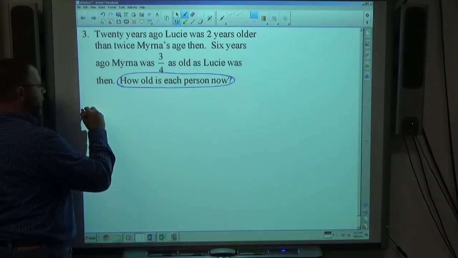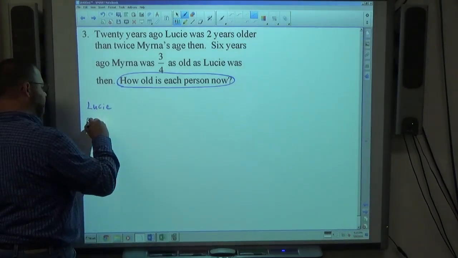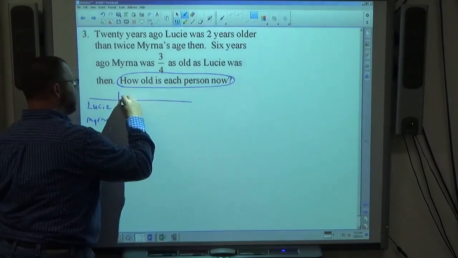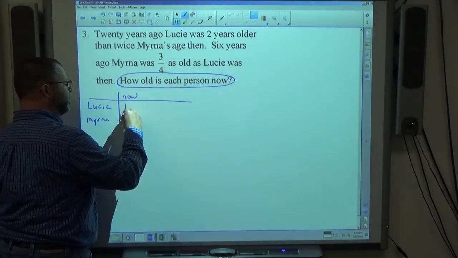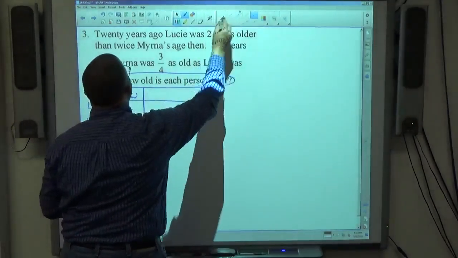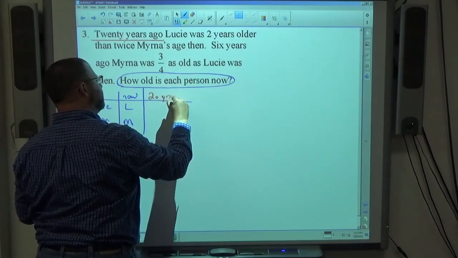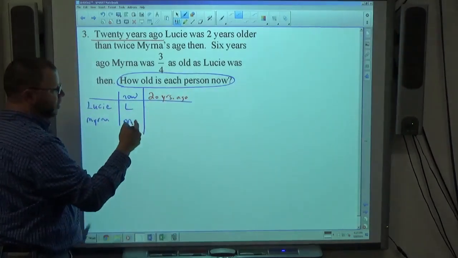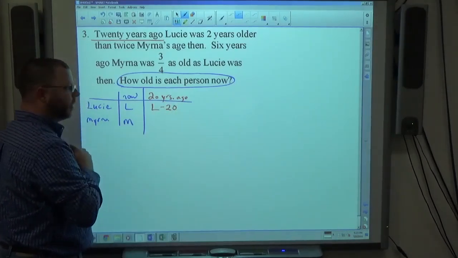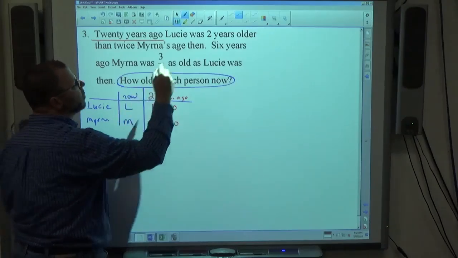So I've got Lucy and Myrna. In the now time period, I'm going to say Lucy is L years old, Myrna's M years old. In the 20 years ago time period, that's in the past, so we take Lucy's age currently L, take 20 years away from it, that's how old she was 20 years ago. Myrna's age now is M, subtract 20, that's how old she was 20 years ago.